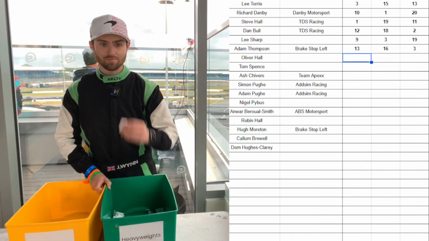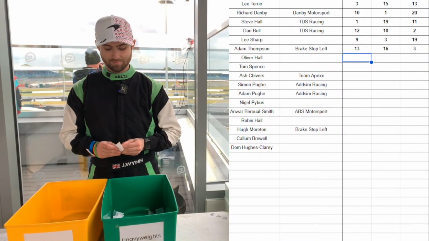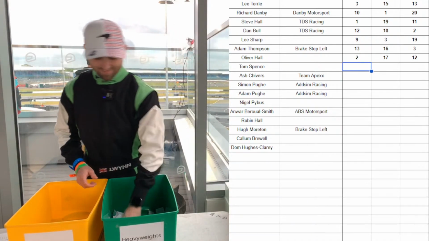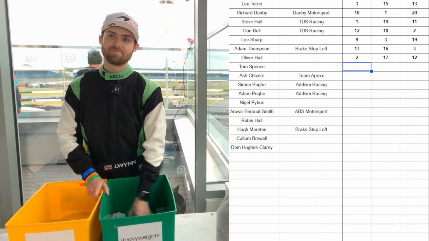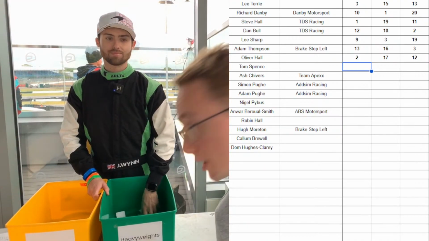Next up we've got Oliver Hall, returning I believe from the previous round if I can remember correctly. And he'll be starting his first heat from second. 2nd place, right up at the sharp end. So you'll be starting in 2nd, 17th for your heat 2 and 12th place for heat 3.